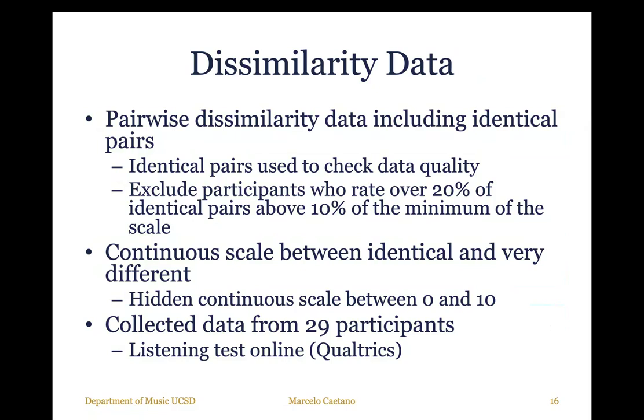And so we collected pairwise dissimilarity data, including identical pairs. The identical pairs are used to check data quality. Basically, we exclude participants who rate more than 20% of the identical pairs above 10% of the minimum of the scale. So the identical pairs should be rated identical, 0, right? That's the minimum of the scale. The scale is continuous between identical and very different, and there's a hidden continuous scale between 0 and 10 associated with those two extremes. So we collected data from 29 participants. The listening test for the pilot was online.